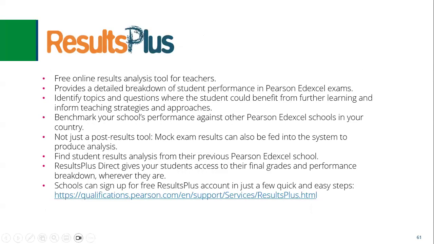In terms of Results Plus, another very useful device. This is a free online results analysis tool. It provides detailed breakdowns of student performance in the Edexcel exams, identifies topics and questions where the students could benefit from further learning, and informs teaching strategies and approaches. It can benchmark your school's performance against other schools in your country, in your area, and so on and so forth. It's not just a post-results tool. Mock exam results can also be fed into the system, so you can produce analysis that way.